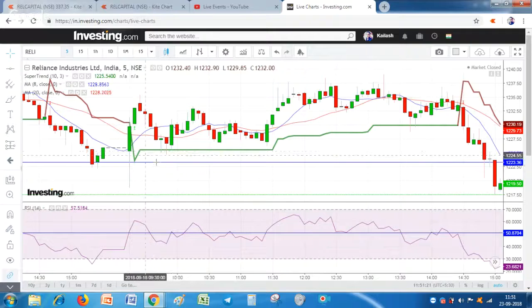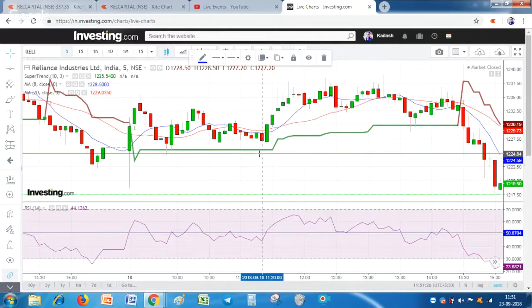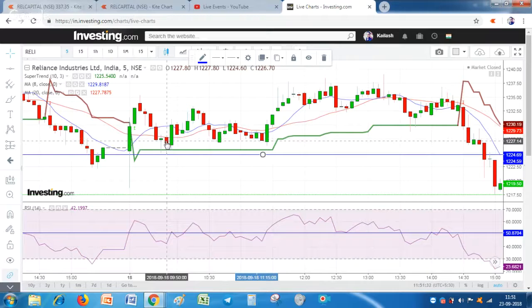trail our stop loss. We can trail our stop loss from this level and keep it just 1 point below the level. Or we can take the level it has made down, meaning this candle low. This candle low is somewhere around 1224. It shows 1224.55. So we can keep it below 1224, and see, the stock has once gone there. Again it moved to the 32 level.